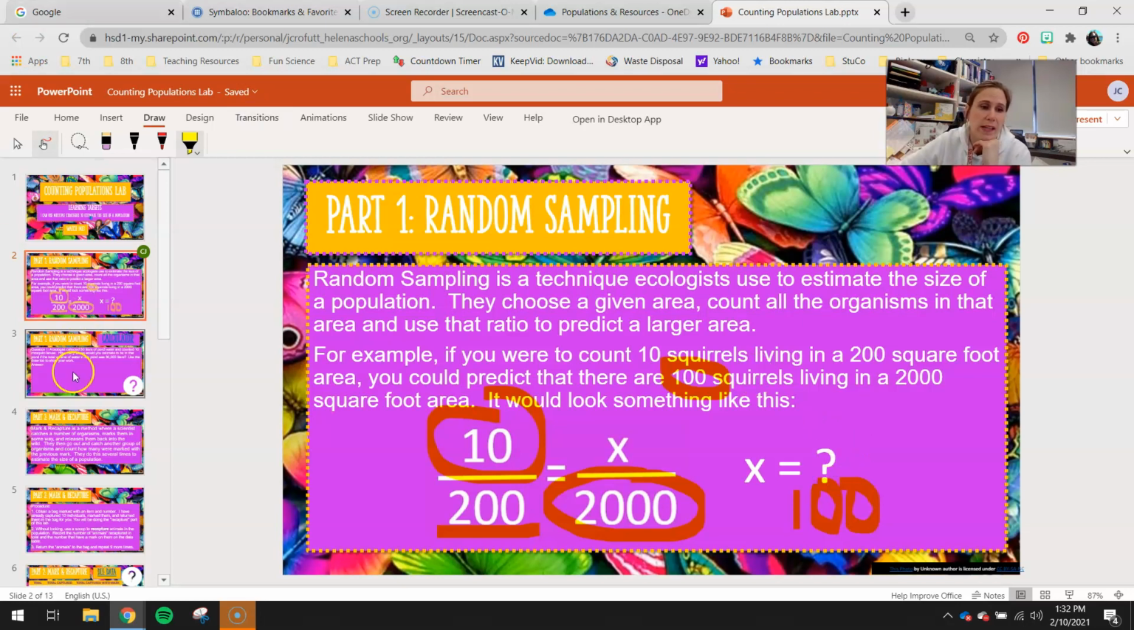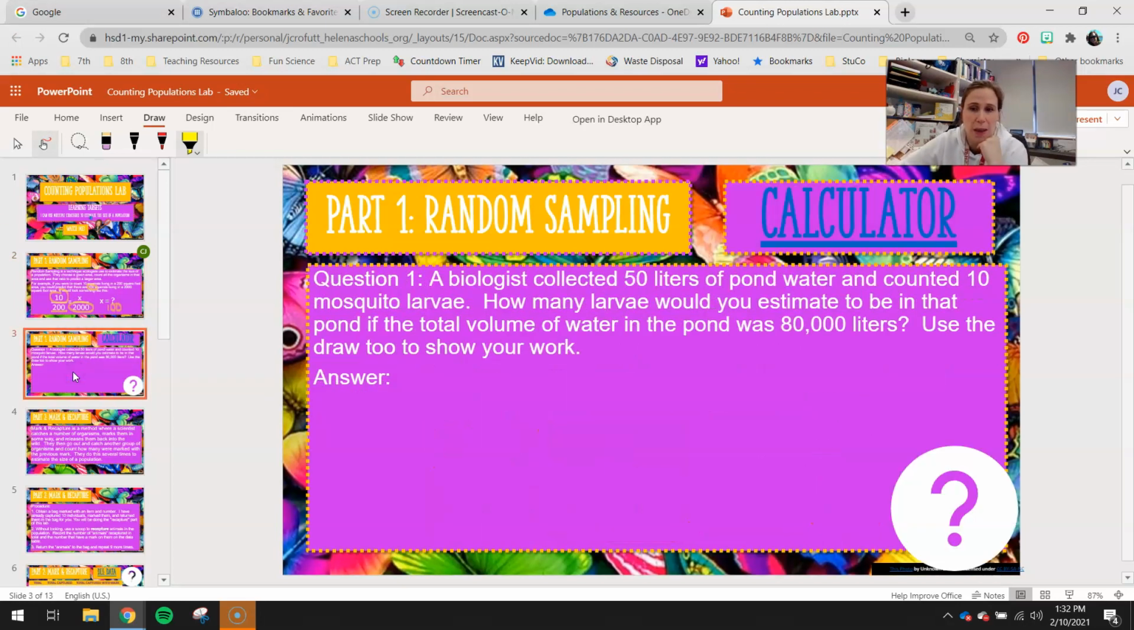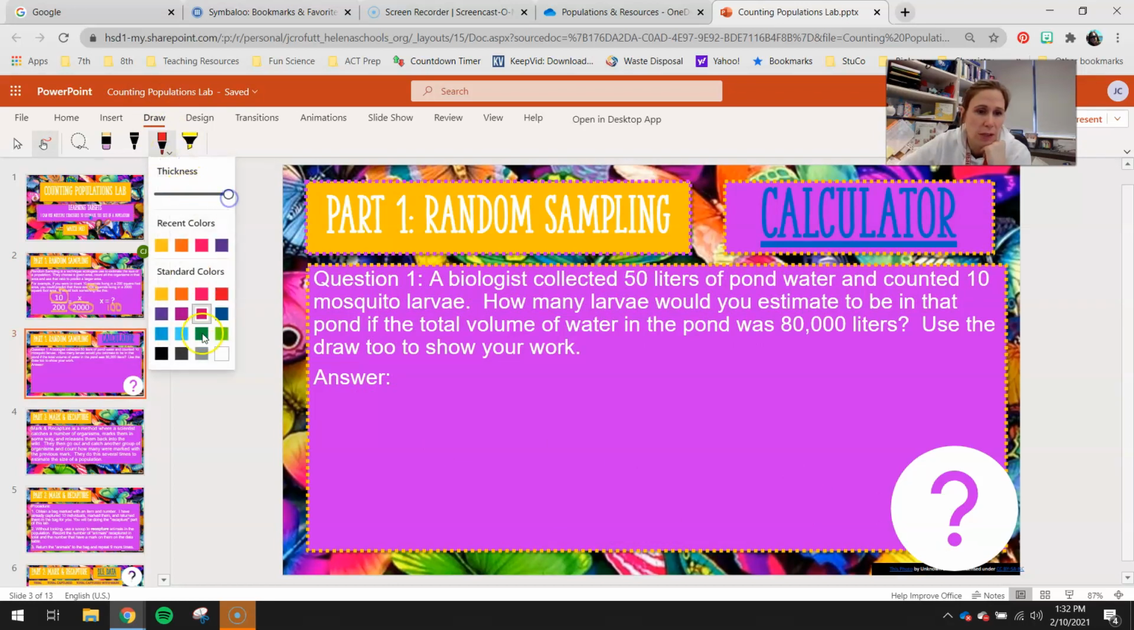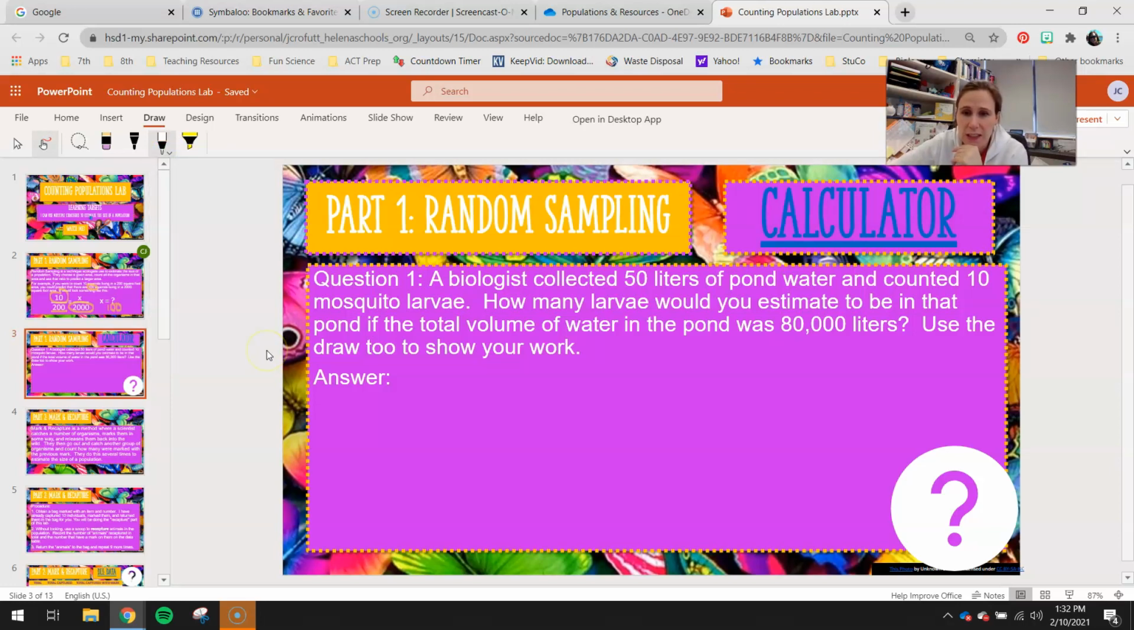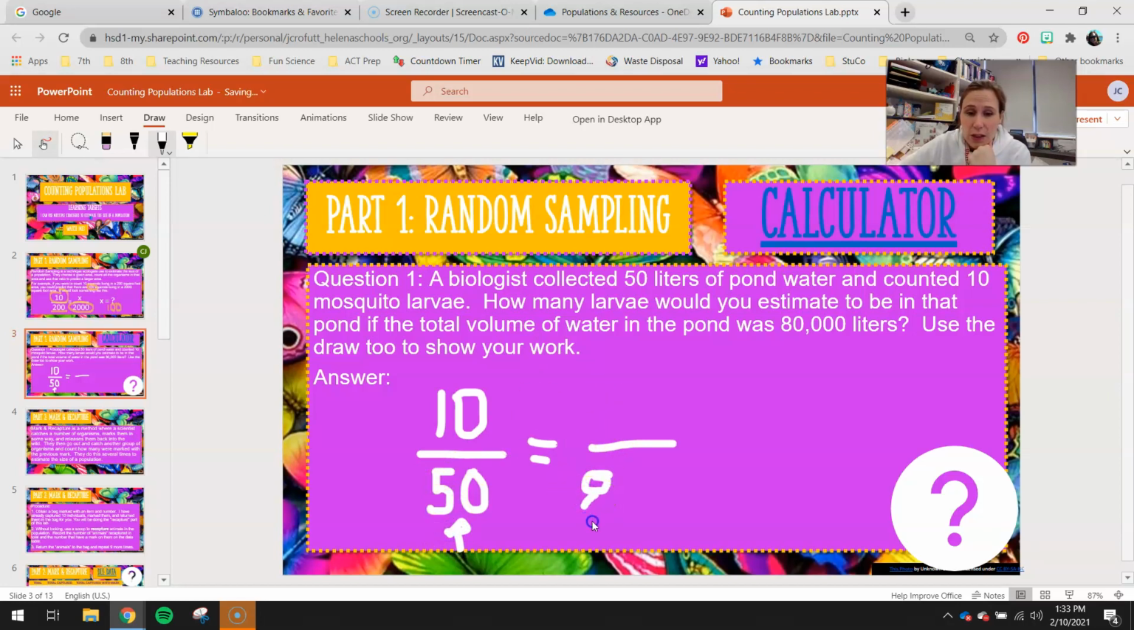So you are going to do one example similar to that. I'm going to let you actually do the math, but I'm going to help you set it up. The question reads: a biologist collected 50 liters of pond water and counted 10 mosquito larvae. So 10 mosquito larvae were found in 50 liters of pond water. That's one of my fractions. You can set it equal to a second fraction. How many larvae would you estimate to be in that pond if the total volume of the water in that pond was 80,000 liters?